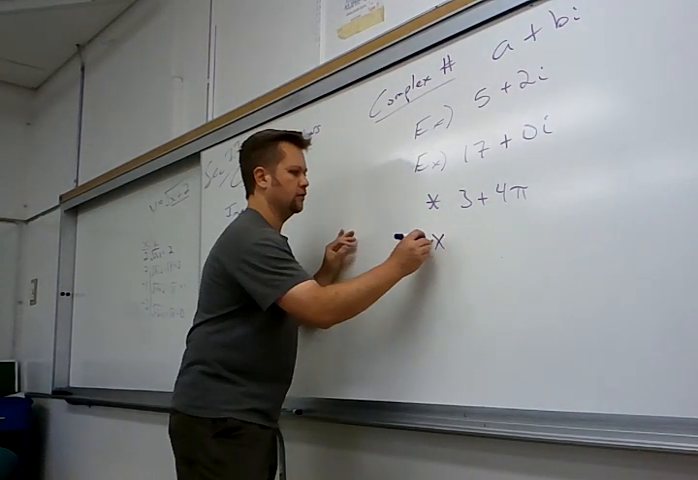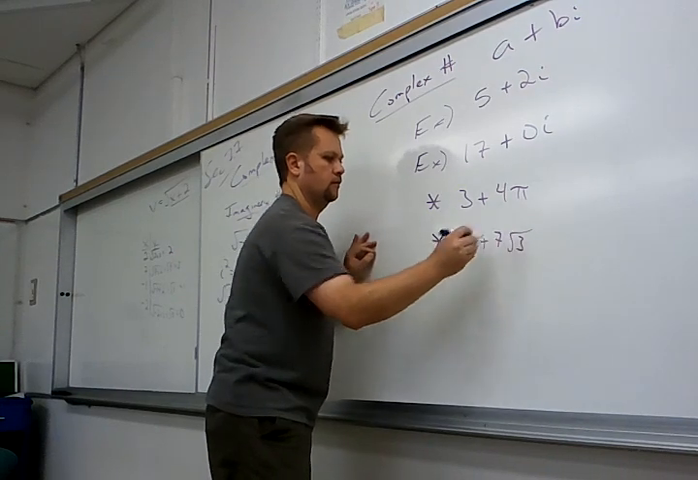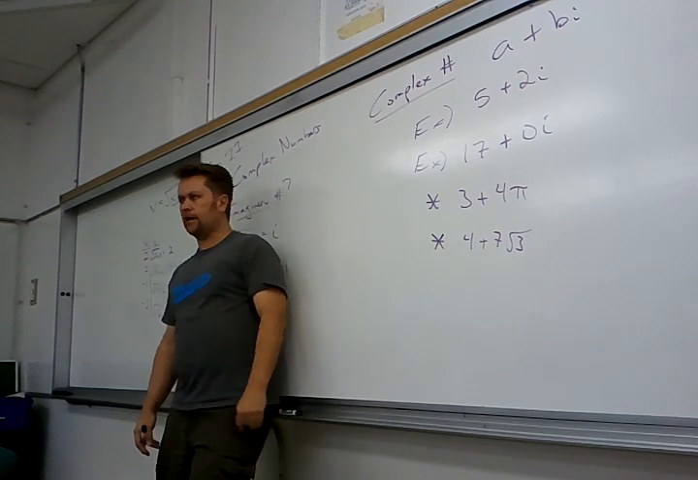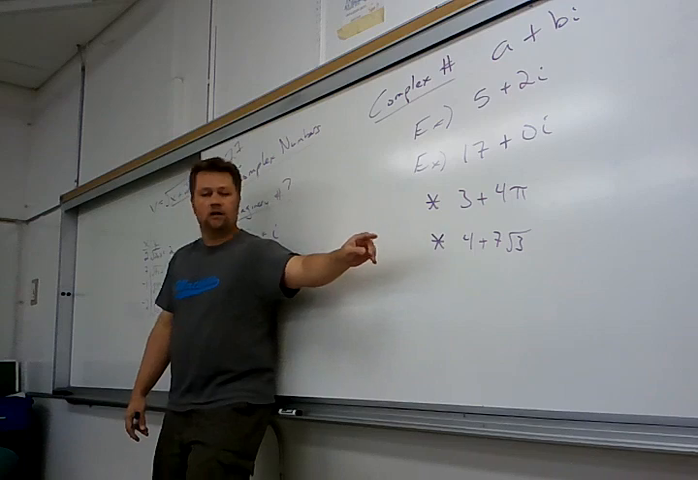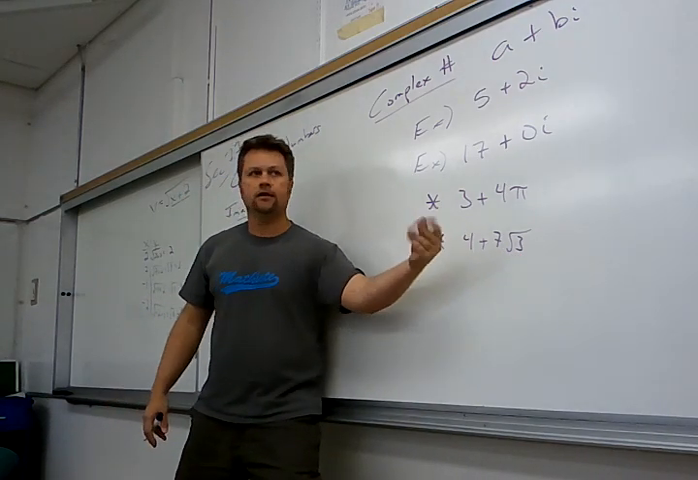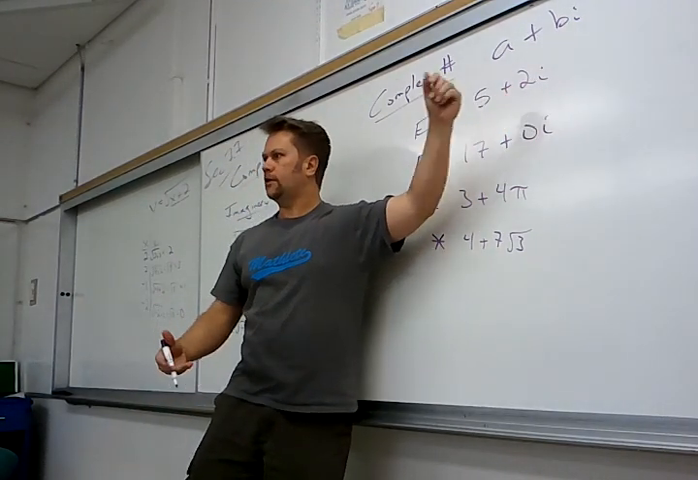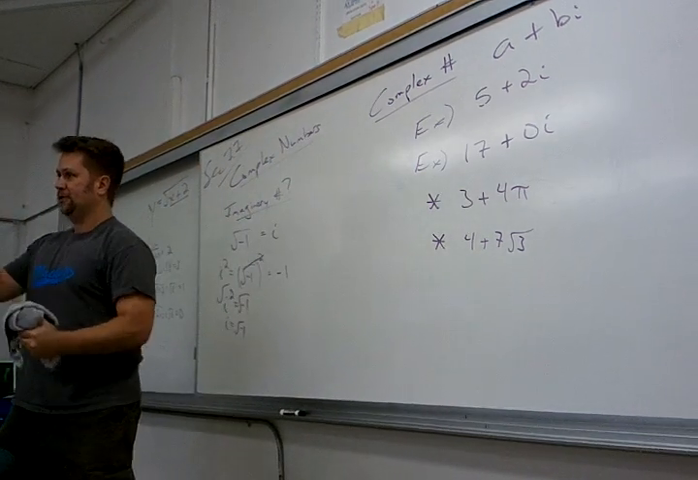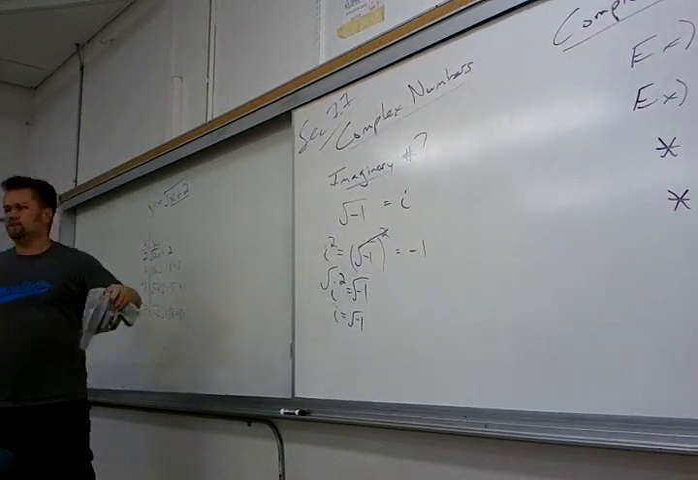And here's another example of something we've seen before like this. 4 plus 7 square root of 3. Can you do anything with that? You can't square root 3 nicely. It could be a decimal that would go forever. That's what it is. 4 1s plus 7 root 3s. I can't do anything with that. So 5 real 1s plus 2 imaginary i's. That's what that means.